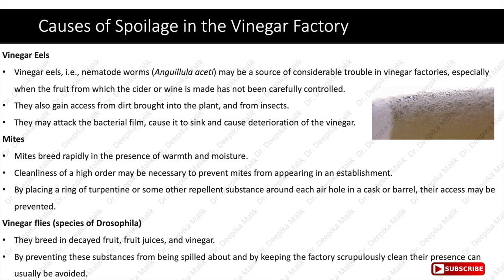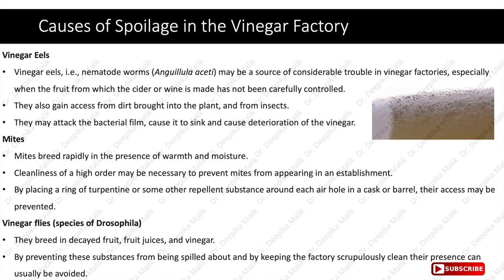Three main types of organisms are responsible for the spoilage. Vinegar eels, that is nematode worms, also called Anguillula aceti, may be a source of considerable trouble in vinegar factories, especially when the fruit from which the cider or wine is made has not been carefully controlled. They also gain access from dirt brought into the plant and from insects. They may attack the bacterial film, cause it to sink, and cause deterioration of the vinegar.